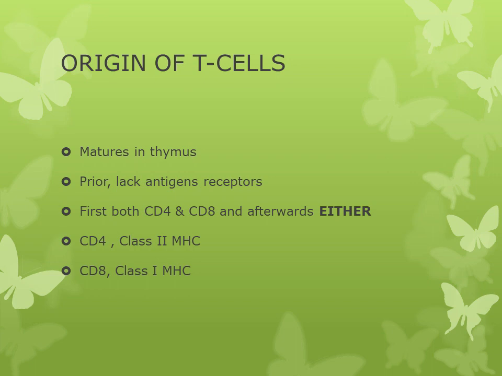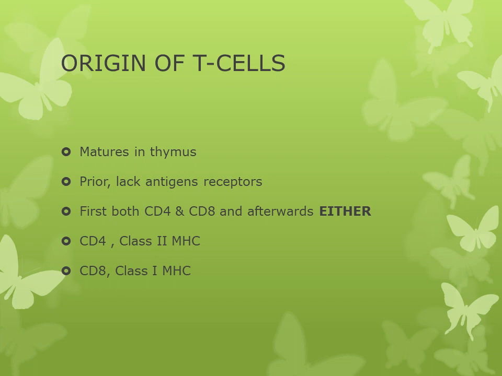Before entering the thymus, the stem cells lack the antigen receptors and lack the CD3, CD8 and CD4 proteins on their surfaces. When they pass through the thymus, they differentiate into T cells that can express both the antigen receptors and the CD protein.